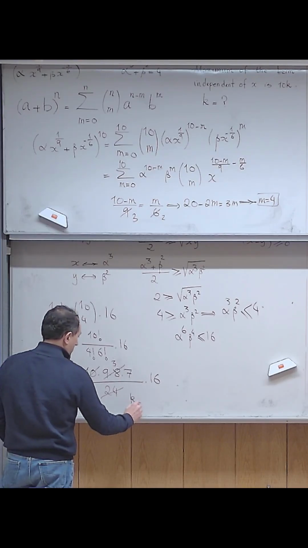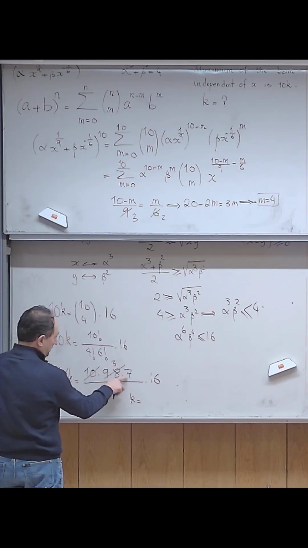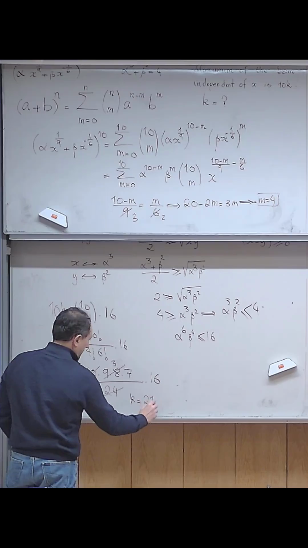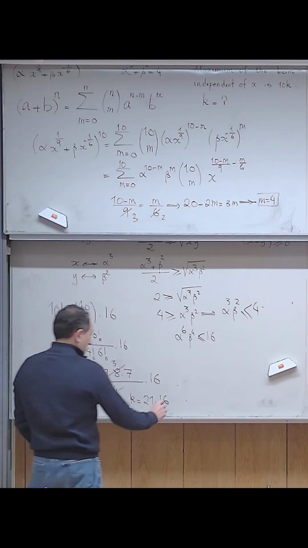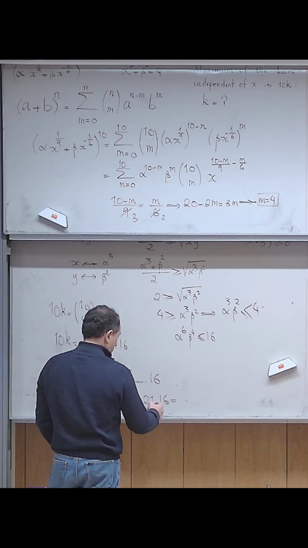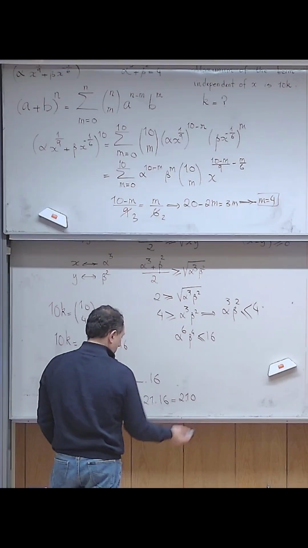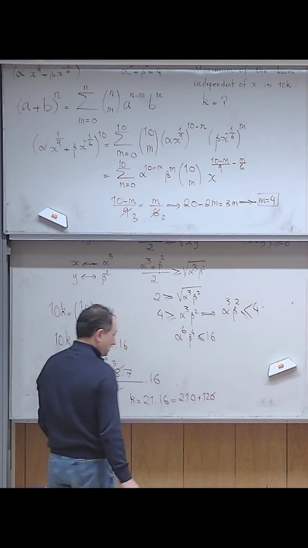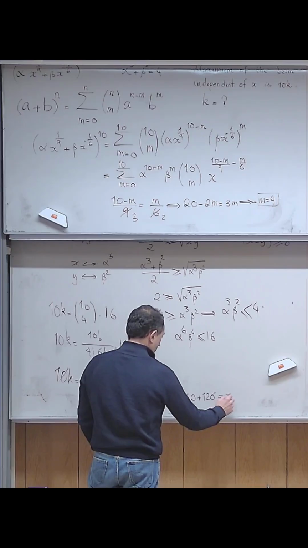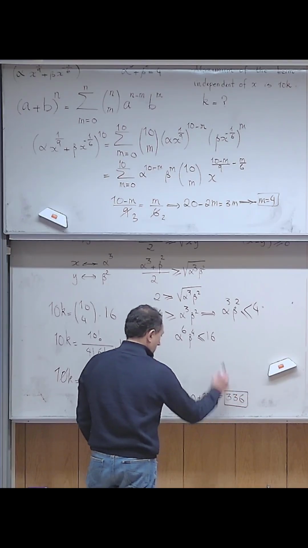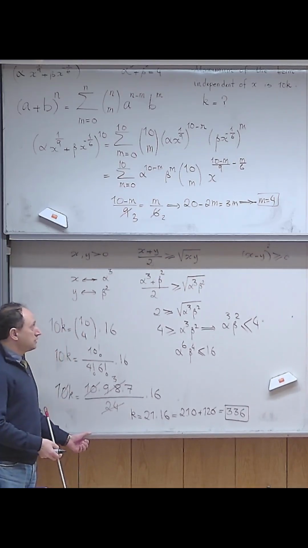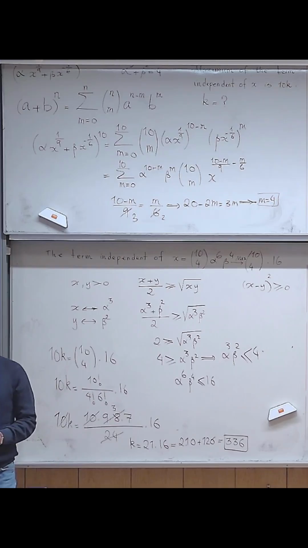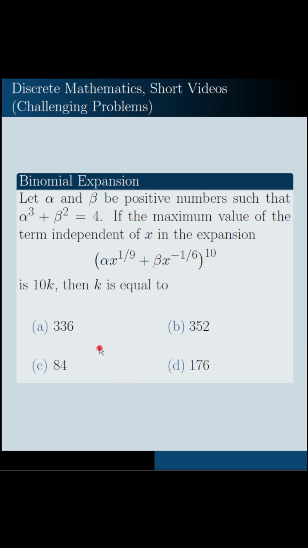So I am left with k is equal to 3 times 7, 21, times 16. So I have to calculate that. What is that? 10 times 21, 210. 6 times 21, 126. So what is the answer? So the answer will become 336. So that is the correct answer to this problem. Let us double check if we have that in the options. Yes. So 336 is the correct answer to this problem.